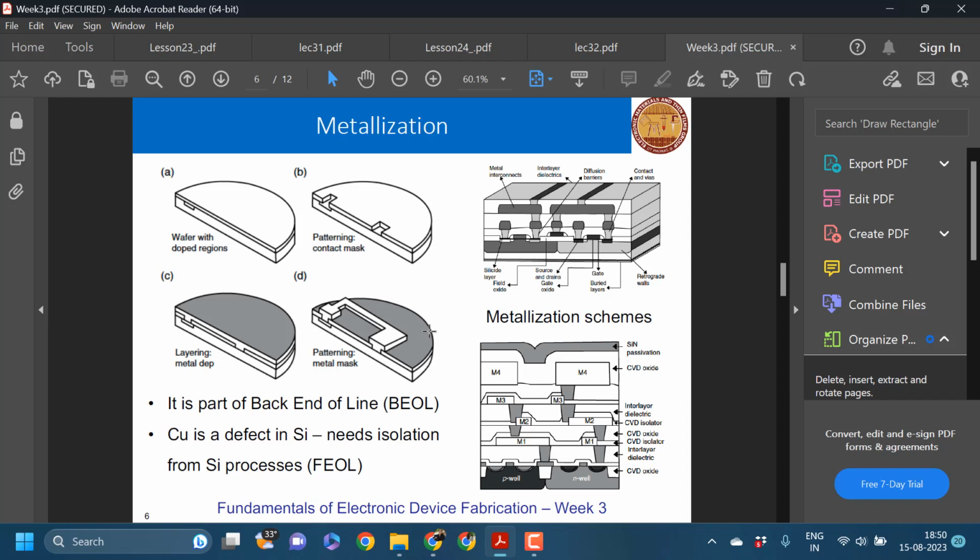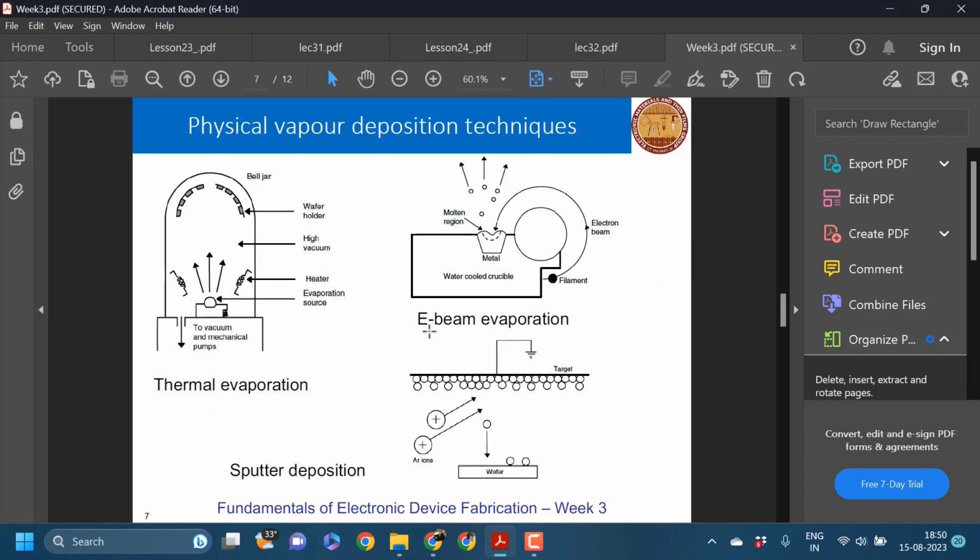active and passive components. So one thing to remember is that in FEOL or front end of the line, we will be manufacturing the active and passive components, and in back end of the line, we will be providing electrical conduits between these layers. So that is where metallization comes into picture. So as I already mentioned, it can be done using sputtering, chemical vapor deposition or electroplating.